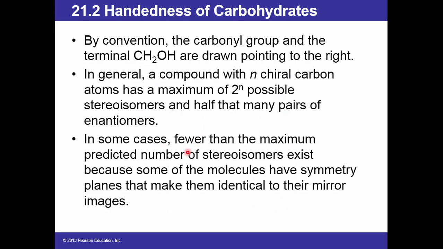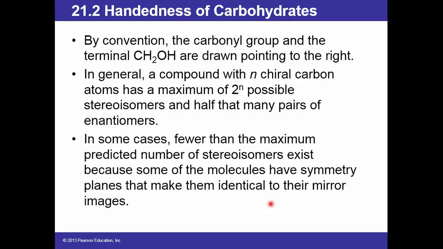By convention, the carbonyl group and the terminal CH2OH are drawn pointing to the right. In general, a compound with n chiral carbon atoms has a maximum of 2 to the n possible stereoisomers and half that many pairs of enantiomers. In some cases, fewer than the maximum predicted number of stereoisomers exist because some of the molecules have symmetry planes that make them identical to their mirror images.